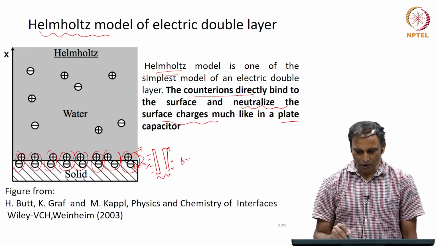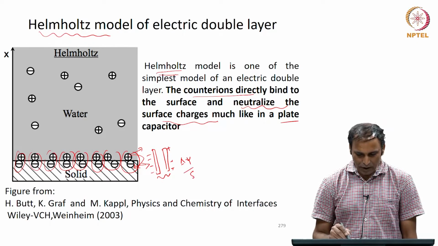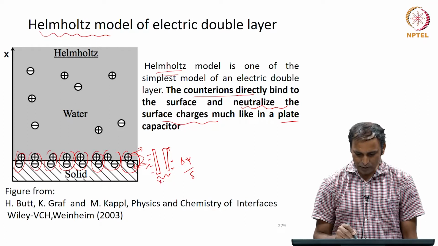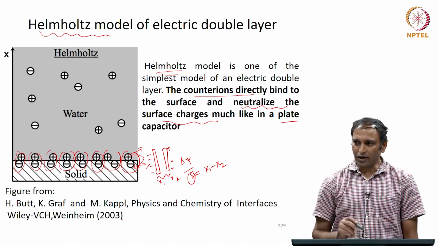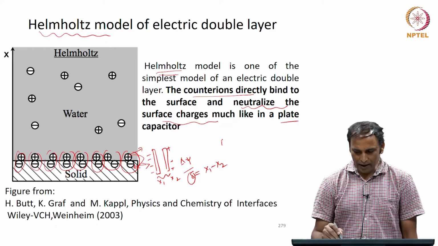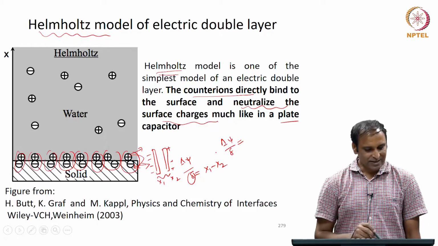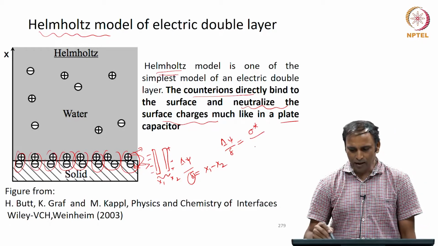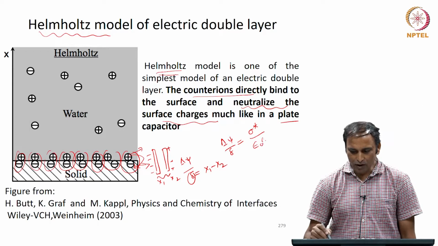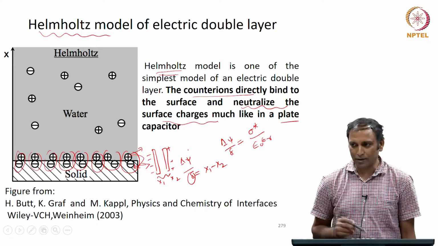If I say that the potential drop is delta psi, and the plates are at distances x1 and x2, your delta is going to be x1 minus x2 or x2 minus x1, that is the separation of these plates. We want to relate delta psi to parameters such as the surface charge density and the dielectric constant of the medium between the two plates. That is what we would like to go about.